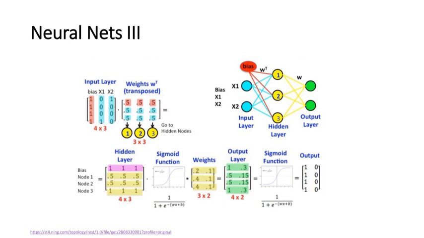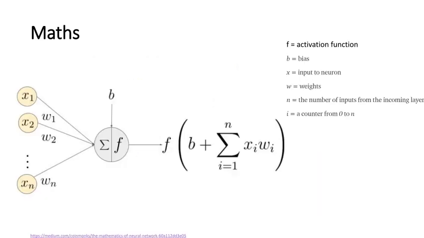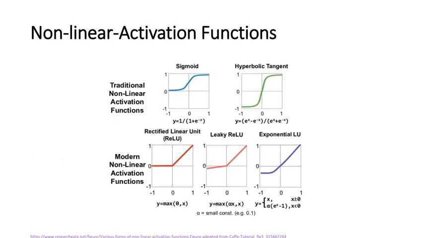So the weights in this case are a matrix. If you see the maths, you can imagine it like the function which you want to derive. The y is the activation function. You have a bias, which is the offset, which you add to the sum of x and w. W are the weights, n is the number of inputs or the incoming layers, and then you can derive basically the output. Therefore you need the nonlinear activation functions.